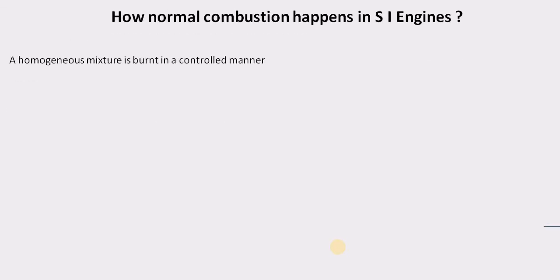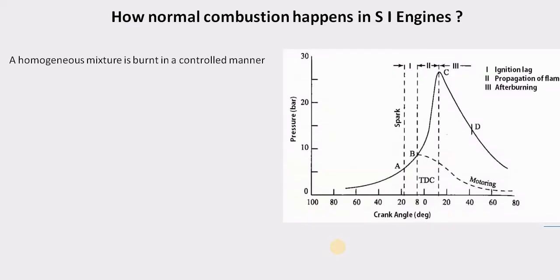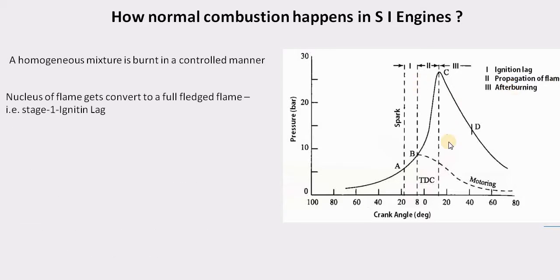Now let us discuss how normal combustion happens. We know that a homogeneous mixture is supplied in a controlled manner into the combustion chamber, and this is burned in a controlled manner. Here you can see the different stages of combustion in an SI engine. We generally have three stages. The first stage is called ignition lag, the second stage is called flame propagation, and the third stage is called afterburning.